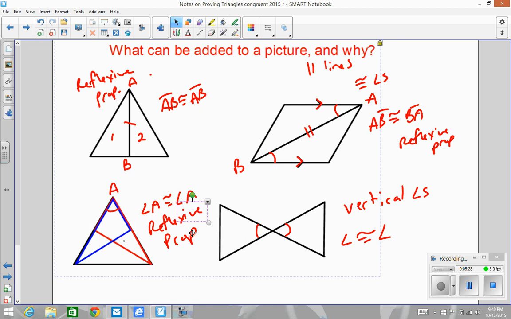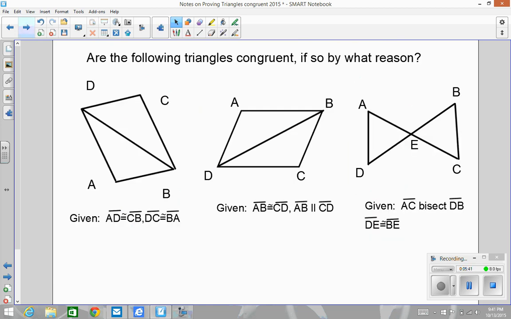So these are the only things that we can add into pictures that are not given information. Everything else has to be given information. If it's not given to you, you cannot add it into the picture. So please understand these few things are the only things that can be added. All right, so here's our first couple practice problems. So pause the video and work on these real quick and just get the pictures all drawn. Once you get your pictures all drawn, you can mark your given information in the picture, and then we'll talk about them.